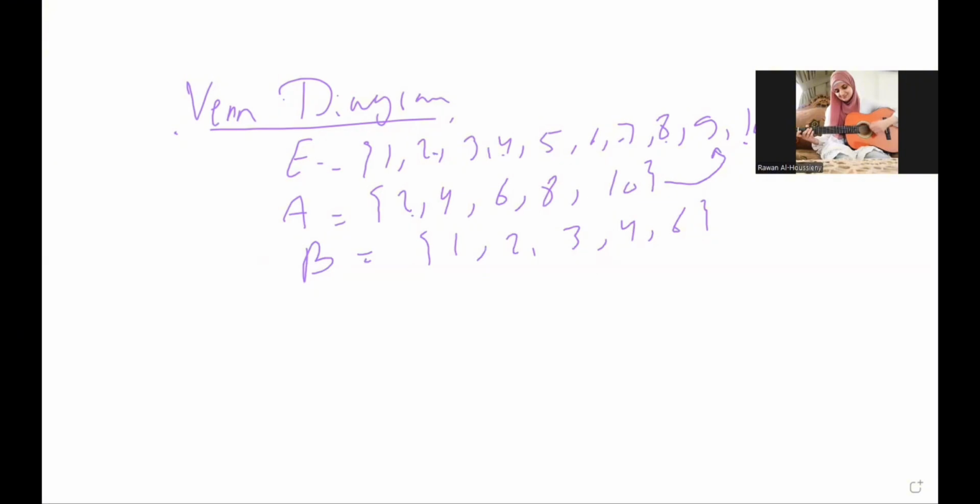Also, B, it has the numbers 1, 2, 3, 4, 6. They are also existed in E. يعني all the numbers of B are also existed in E.